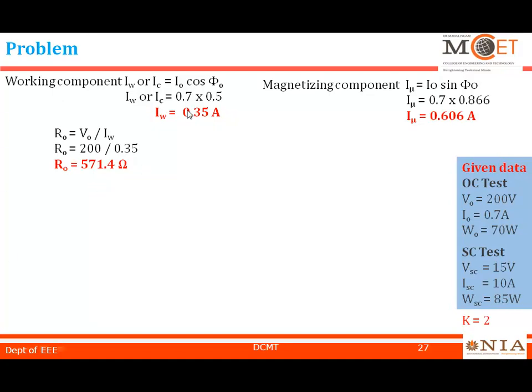This is your R0 parameter. Next, you are going to find the X0. X0 is equal to V0 divided by I mu. V0 is equal to 200. I mu is equal to 0.606. Substituting the values gives us 330 ohms.